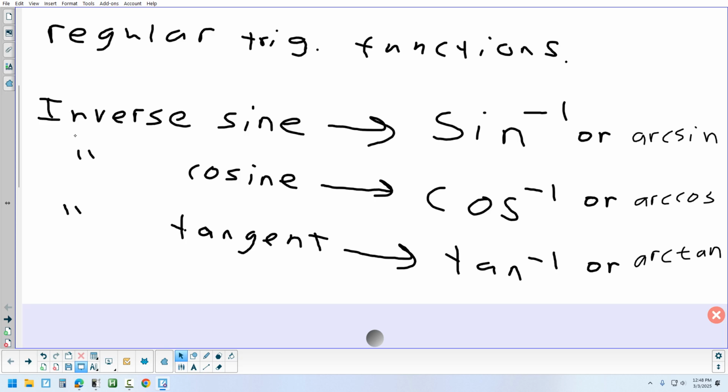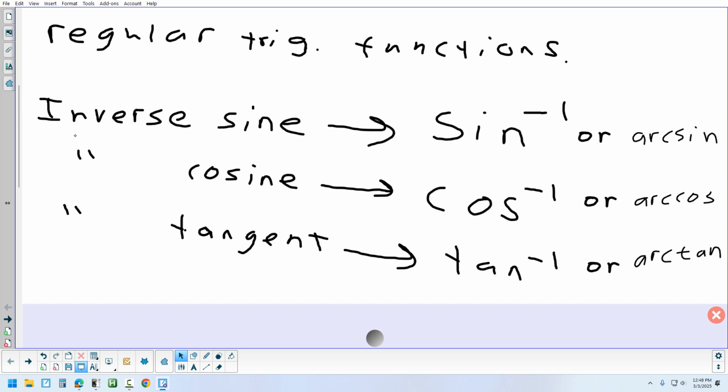So the other way you can write it, if you do not want to write the way I have on the left, you can do it the way on the right. You can write arc sine. It's exactly the same thing. Arc sine, inverse sine, they're just different ways of writing the same thing.